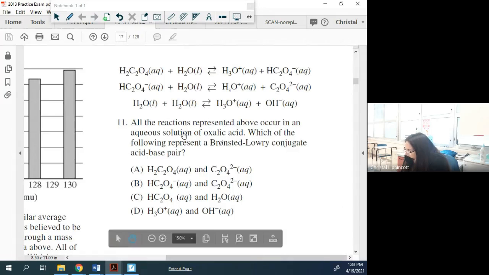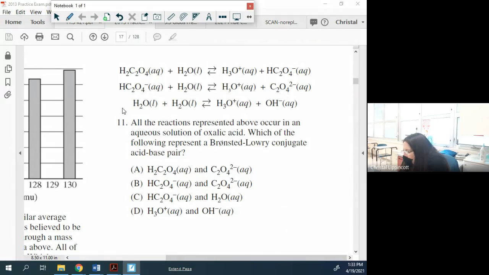Remember our Bronsted-Lowry conjugate bases? Are we taking hydrogen and taking away hydrogen? But it's only one hydrogen.